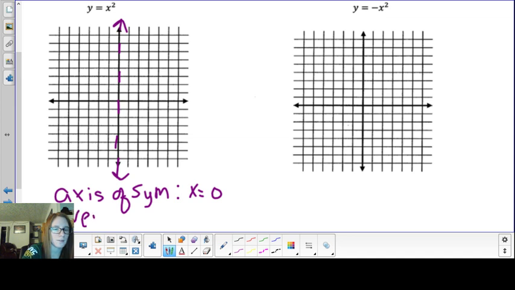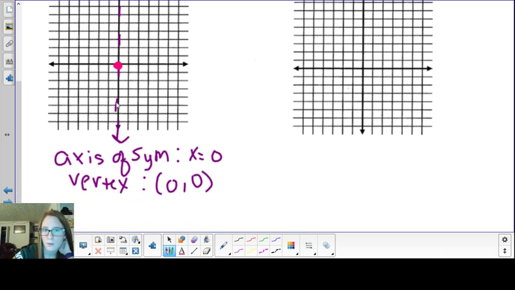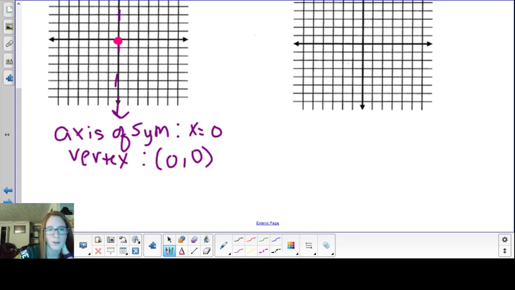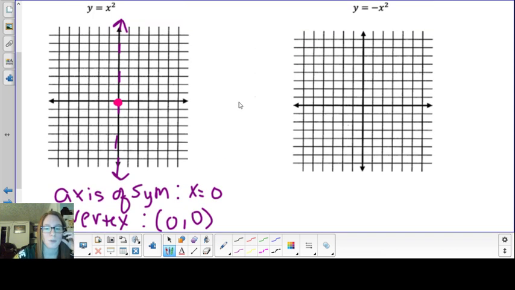Your vertex will be at 0, 0. Again, I'm going to try and pick another bright color so you can see it. Let's go with hot pink. How does that sound? And your U will open up. These are just basic sketches.